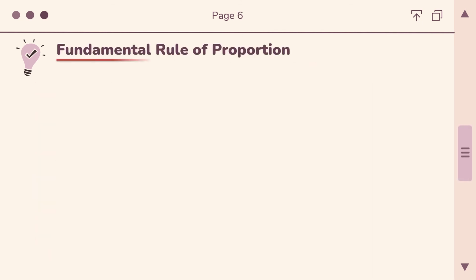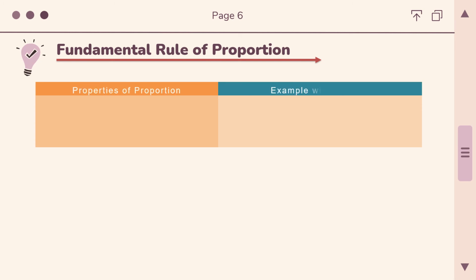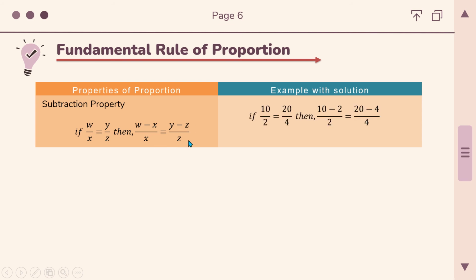Okay. The fourth property of fundamental rule of proportion is subtraction property. So, same with addition property, minus ra ang numerator over the denominator. Okay, w minus x over x is equals to y minus z over z. So, sa example, if 10 over 2 is equal to 20 over 4, then 10 minus 2 over 2 is equal to 20 minus 4 over 4.